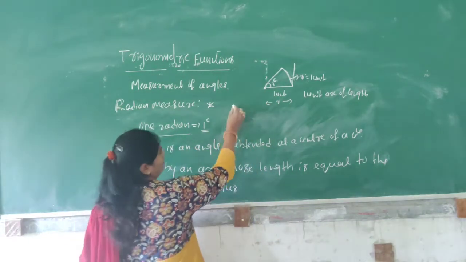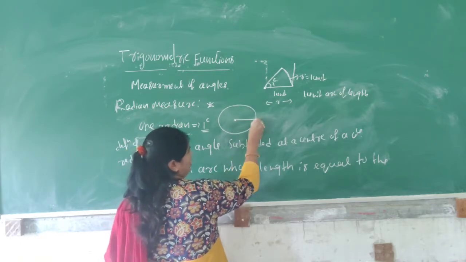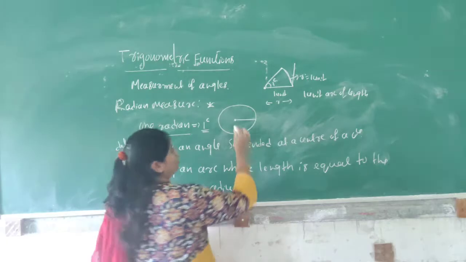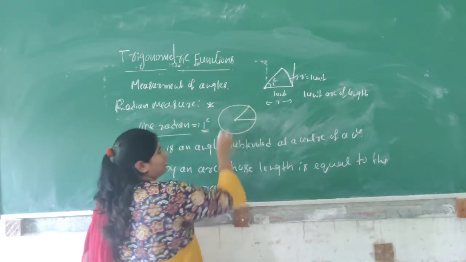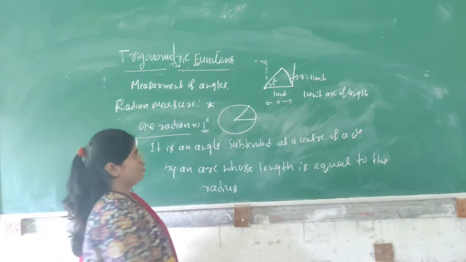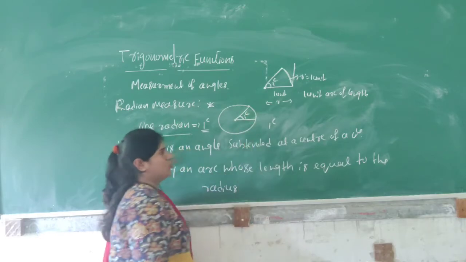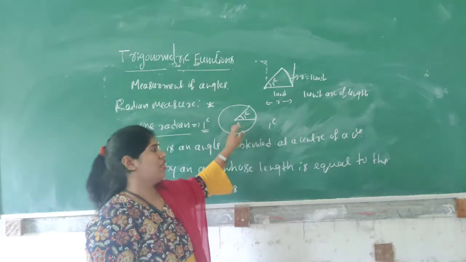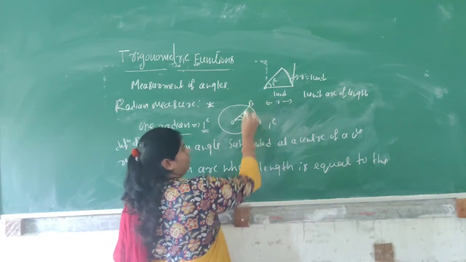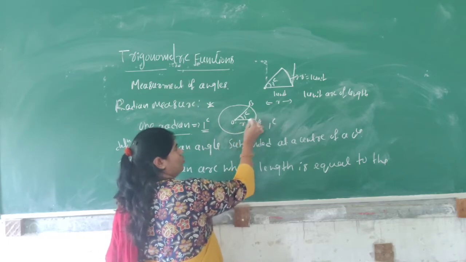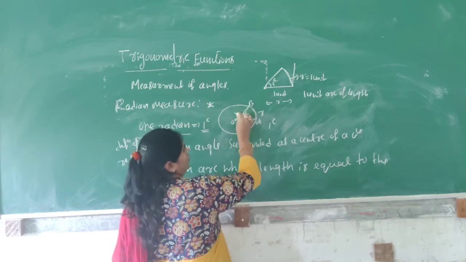So I can write the circle also. Take O as the origin. Take the radius of 1 unit. So if it is an arc subtended at the center of the circle, it is denoted by 1c. This one is called the 1 radian. Here the distance OA is equal to R. The length of the arc AB is also R and OB is also R.